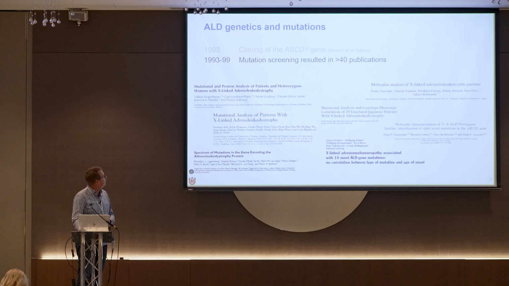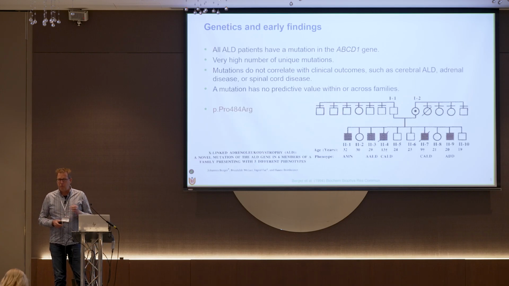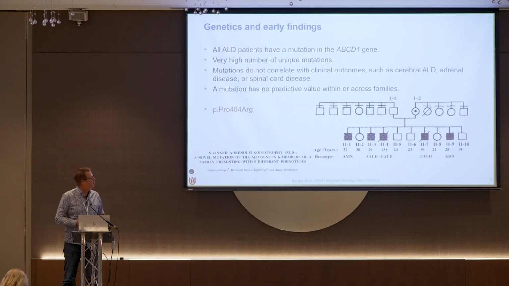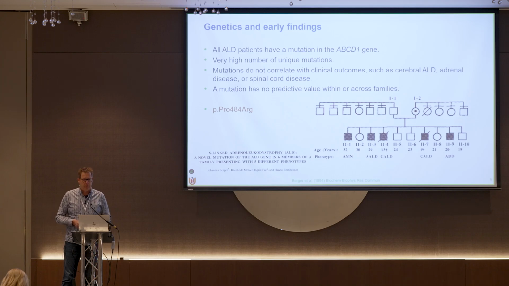What was striking, and first of all really important, is that all ALD patients had a mutation or a variant, a pathogenic variant, in this gene. That really confirmed that this is the only gene for this condition. What was also clear is that there was a high number of different variants. Almost all families had their own personal or private mutation. And it was also important to find out that these mutations do not correlate with the clinical outcome, meaning cerebral ALD, spinal cord involvement, or adrenal insufficiency.